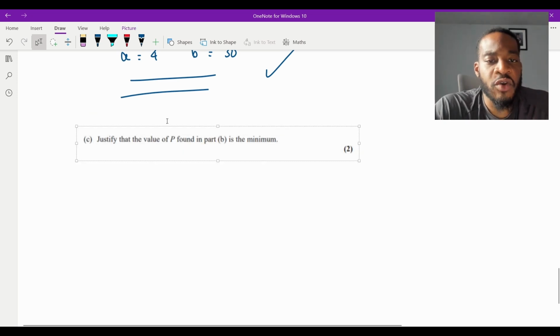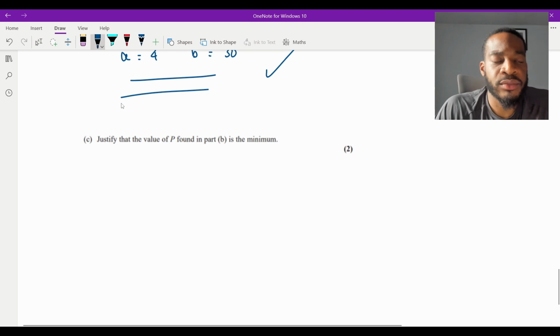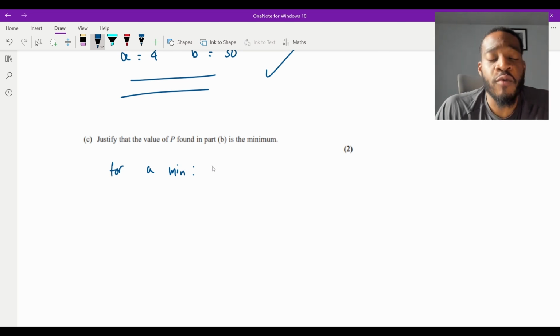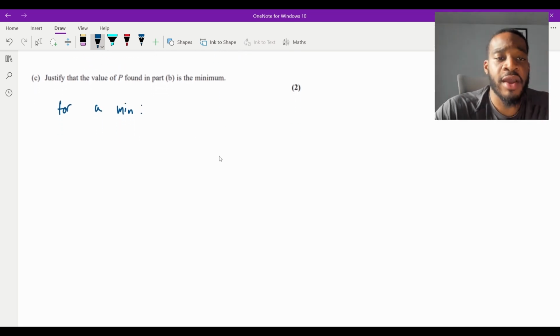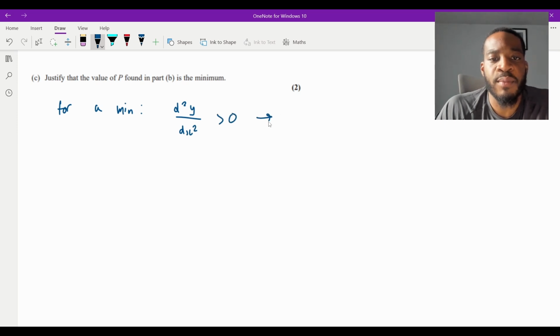So if you're looking for a minimum, then the value of x, or R, whatever variable it is, whatever value you get for your stationary point, if you plug that into your second derivative, then it should be greater than 0. So for a minimum, you need your second derivative, in this case I'll just use it generally like that, this has to be greater than 0 for a minimum.